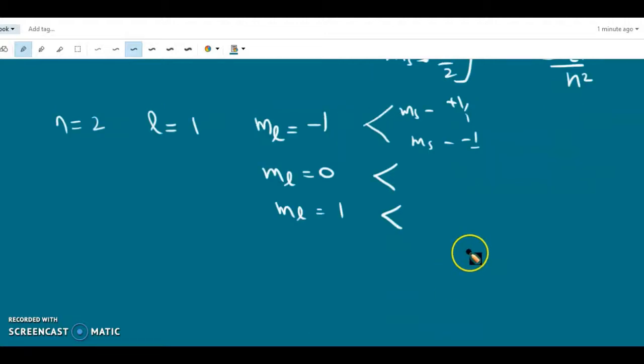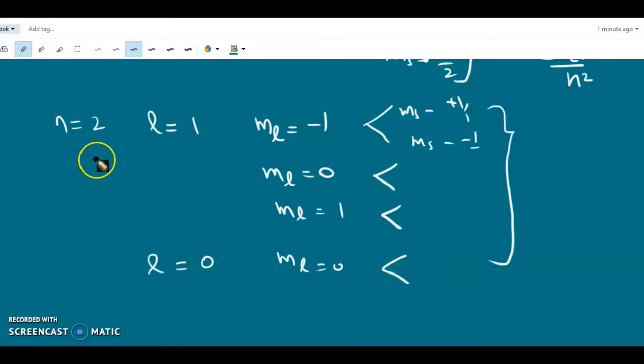ഇതിൽ തന്നെ L equal to 0, ML 0, MS plus or minus half. ഇത് 1, 2, 3, 4, 5, 6, 7, 8. ഈ 8 സ്റ്റേറ്റിനും സെയിം എനർജിയാണ്, കാരണം ഇതിന്റെ പ്രിൻസിപ്പൽ ക്വാണ്ടം നമ്പർ 2 ആണ്.